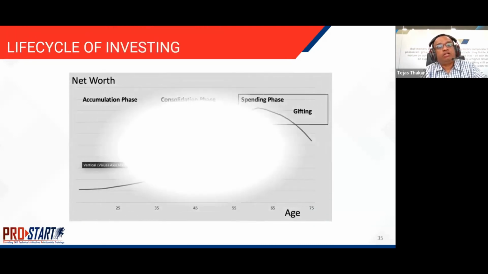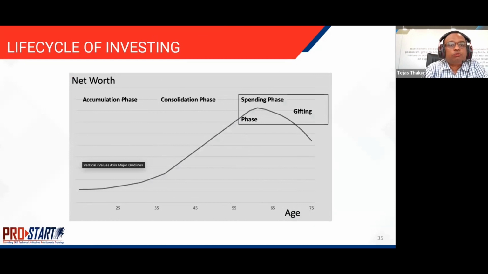Moving on to the life cycle of investing. This is how the life cycle of investment has been defined. The first is the accumulation phase. This is the phase when net worth is typically very small relative to liabilities. Investments are fewer and typically non-diversified. Goals may include children's education, a house, and if possible, investments for future financial independence.